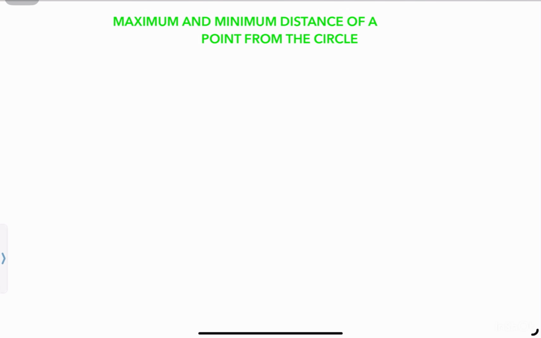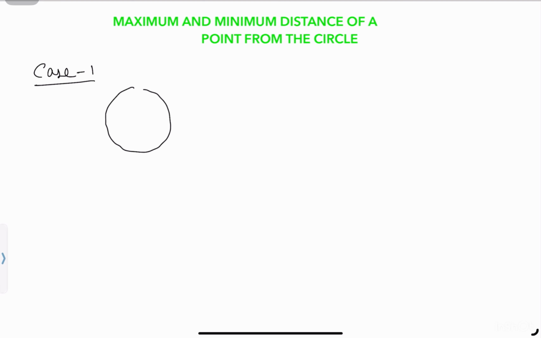Hello, today I will cover the maximum and minimum distance of a point from the circle. Okay, so there are two cases. One is when the point belongs to the circle, and the second case is when the point is outside of the circle. First, case one, when the point belongs to the circle.